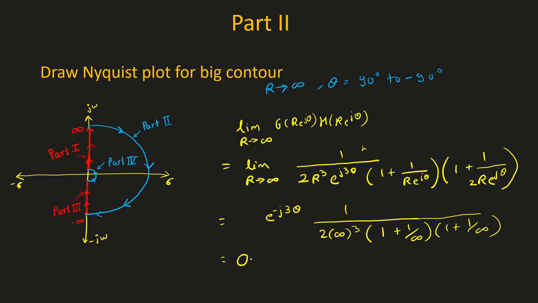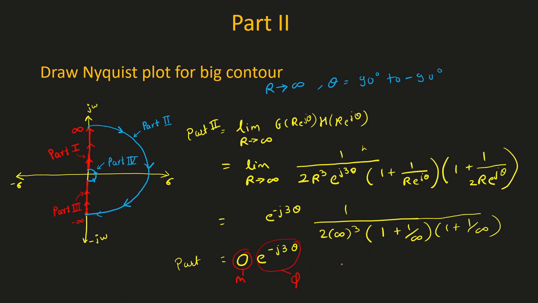So the magnitude will be 0 and the direction will be e raised to minus j 3 theta. So for this part 2, I get a curve with magnitude 0 and the direction or phase equal to j times 3 theta.